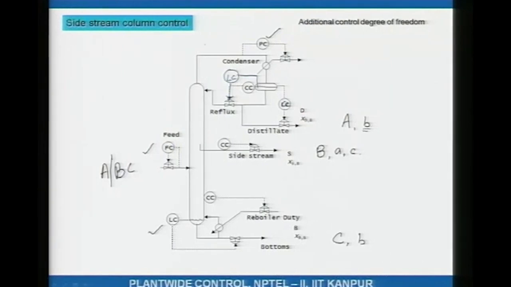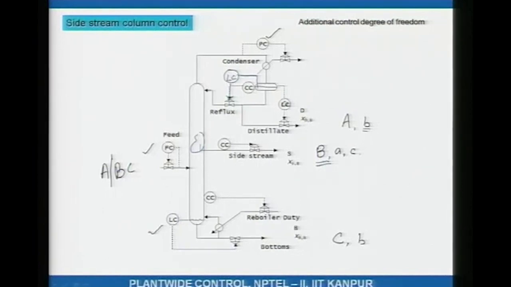If the composition of B, the purity of B in the side draw, is increasing, then what you do is you increase the side stream flow rate. Right? That means the B is accumulating somewhere here. If the B is accumulating somewhere here, its composition will go up. If its composition is going up, you take out more side draw. So, I hope this is clear.